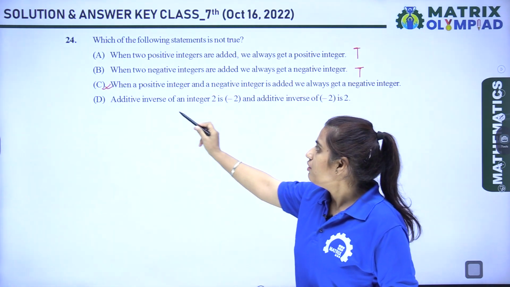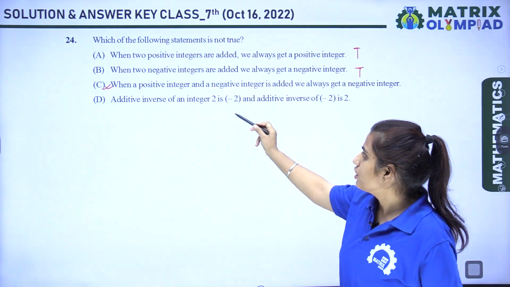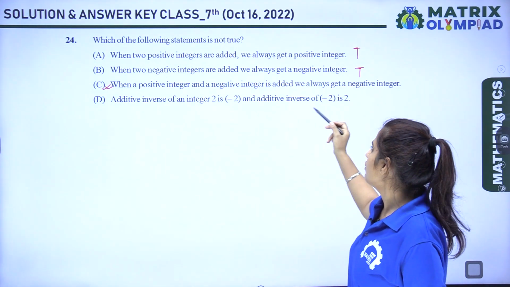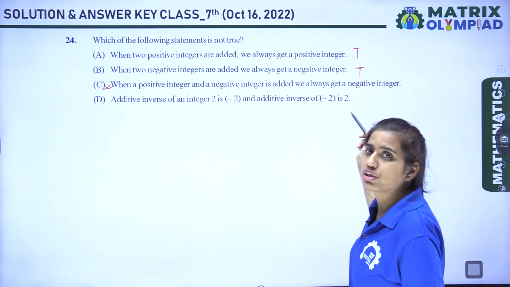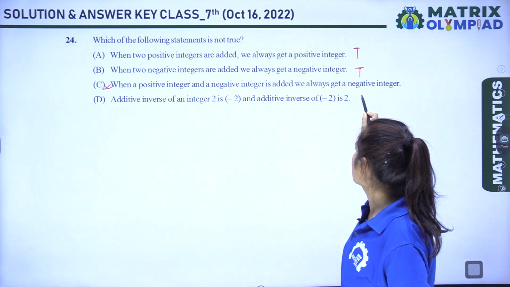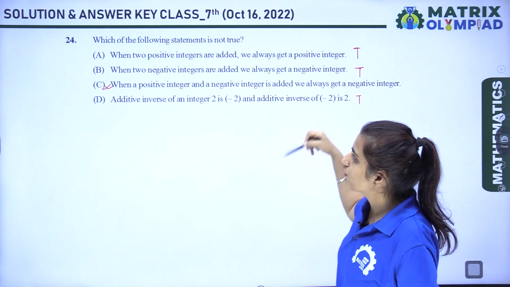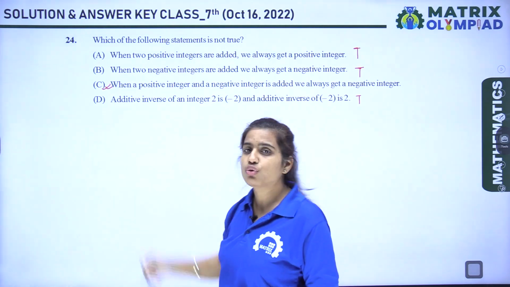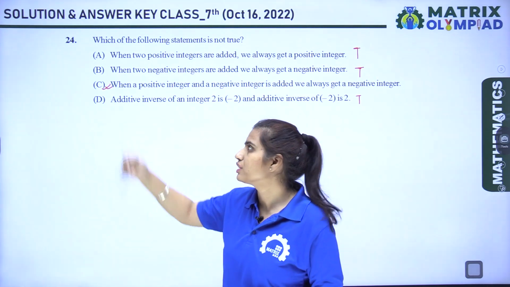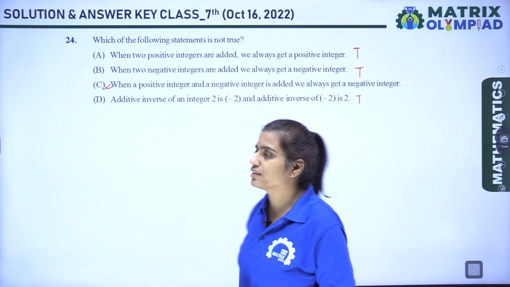Option D is the additive inverse of an integer. The additive inverse of 2 is -2 and the additive inverse of -2 is 2. So option D is also correct. So after observing these 4 options, we can say that option C is the correct answer.